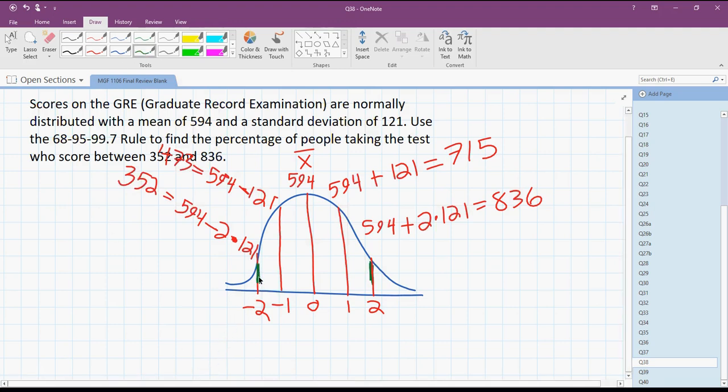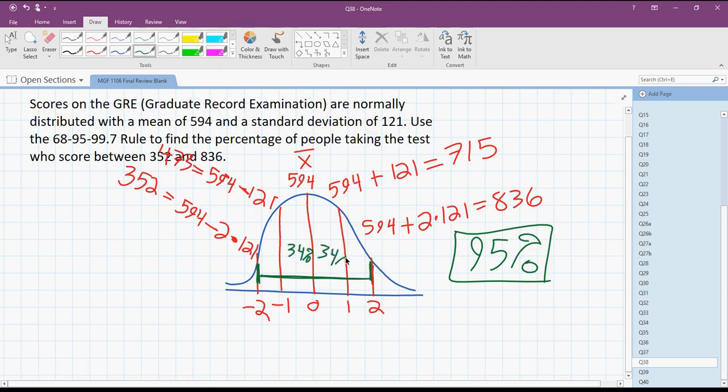So their question wants to know, what's the percentage there? And it's 95. Again, how do we know that? Because we know this is 34%. This is 34%. This is 13.5%. This is 13.5%. So you can add all those up and you get 95.